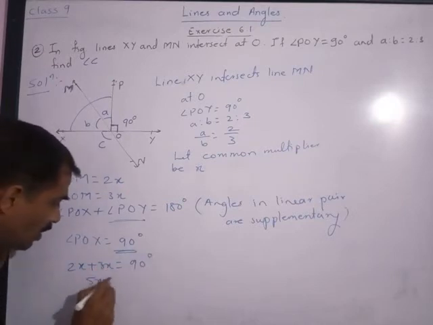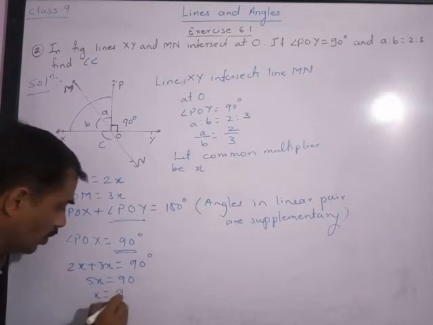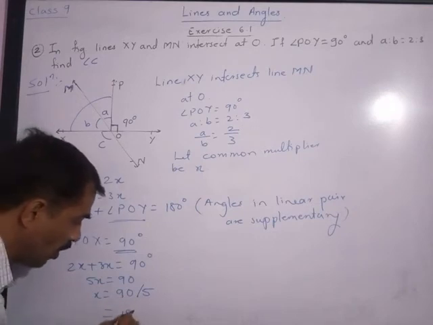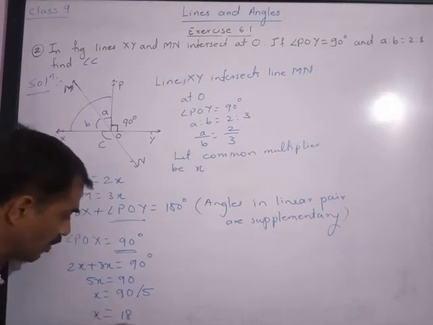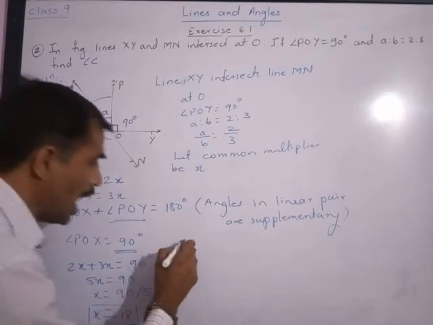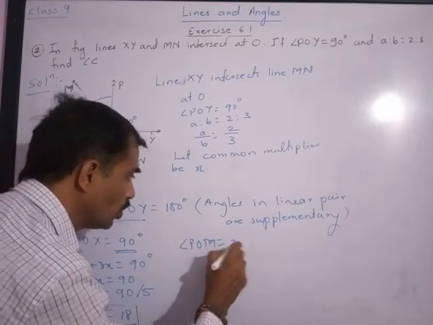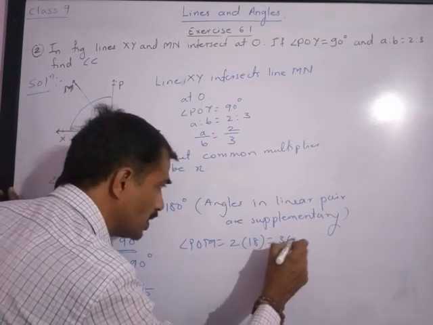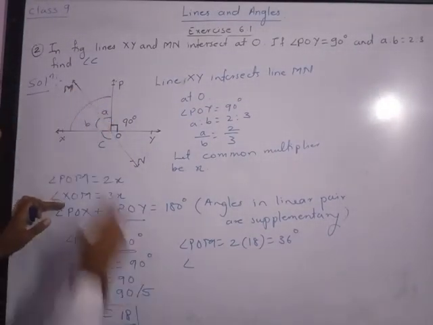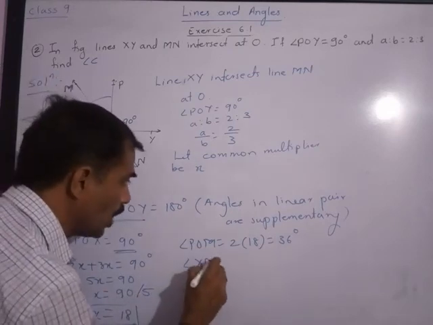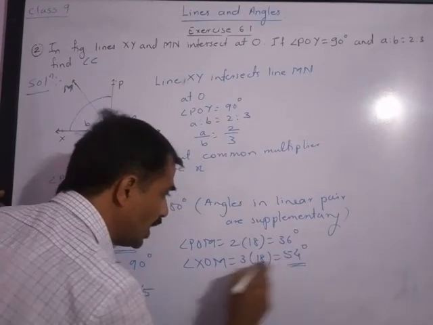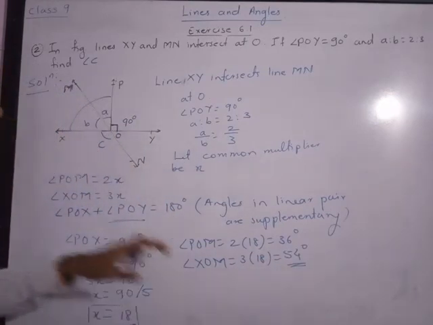It means 5x is equal to 90 degrees. Therefore x is equal to 90 divided by 5. 5 ones are 5 and 5 eights are 40. So x is equal to 18. It means angle POM is equal to 2 multiplied by 18, that is equal to 36 degrees. And angle XOM is equal to 3 into 18, that is equal to 54 degrees. 18 3s are 54. So we have got XOM and POM.